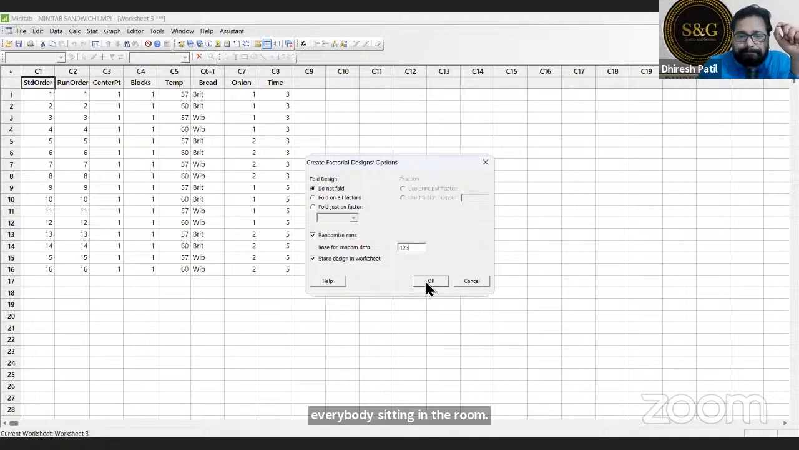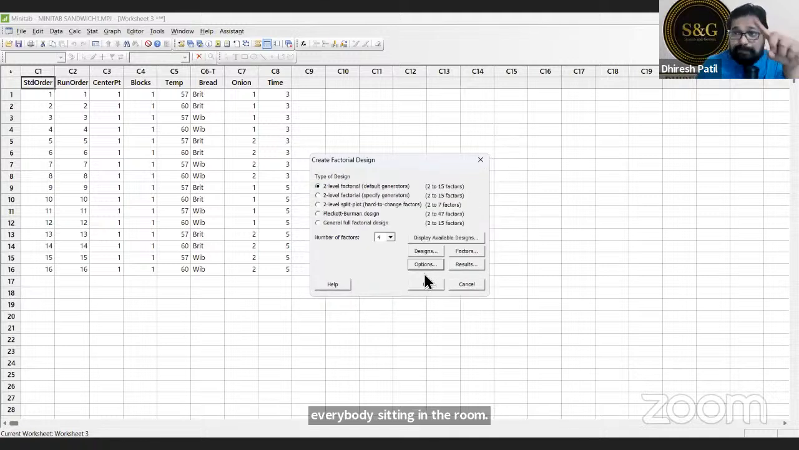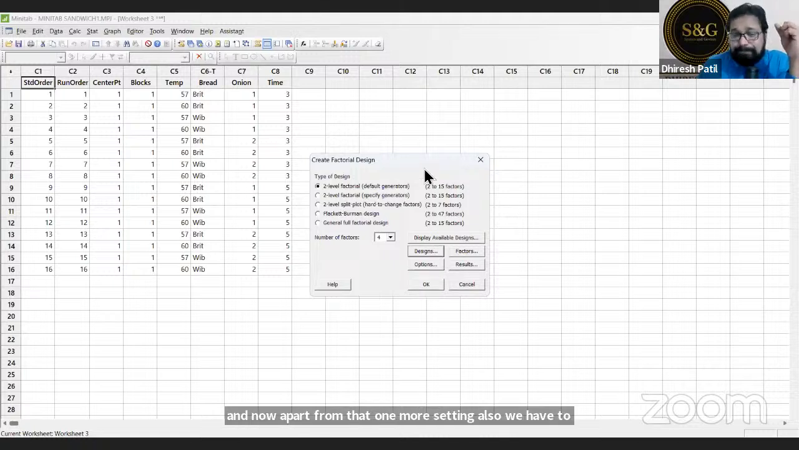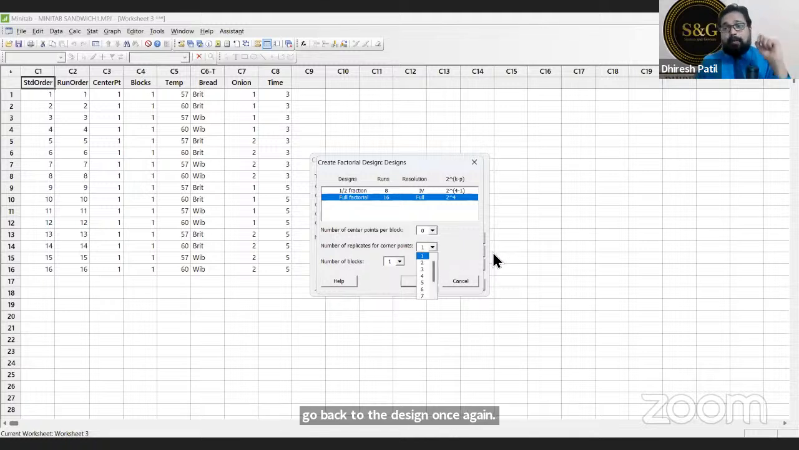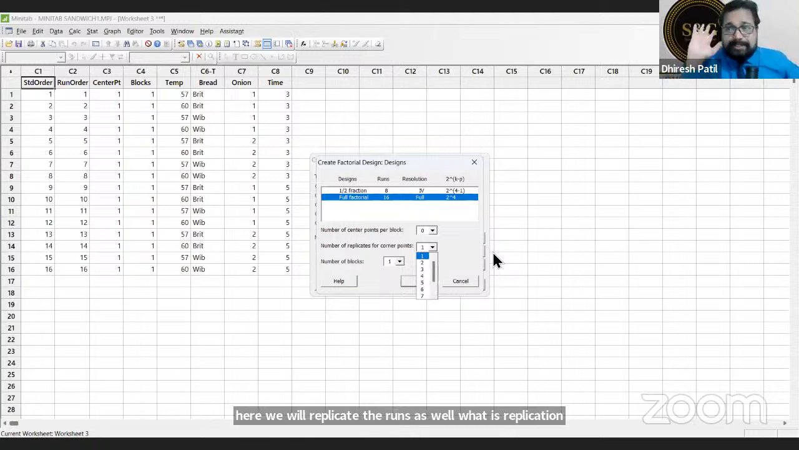Just do that. Click on OK. And now, apart from that, one more setting we have to do. Go back to the design once again. Now here we will replicate the runs as well. What is replication? Try to understand this. Replication means instead of only once, we will run every run twice.